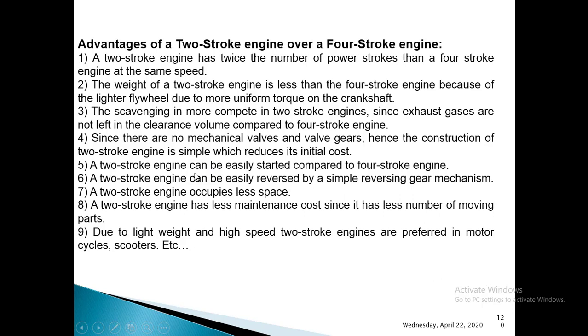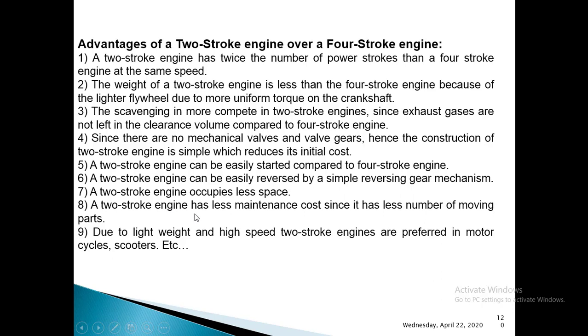Next, a 2-stroke engine can be easily started compared to a 4-stroke engine. This is regarding starting of that engine. Next, a 2-stroke engine can be easily reversed by a simple reversing gear mechanism. Even it can be reversed with the help of a reverse gearing mechanism. A 2-stroke engine occupies less space, and this is regarding the space required. It requires only less space.